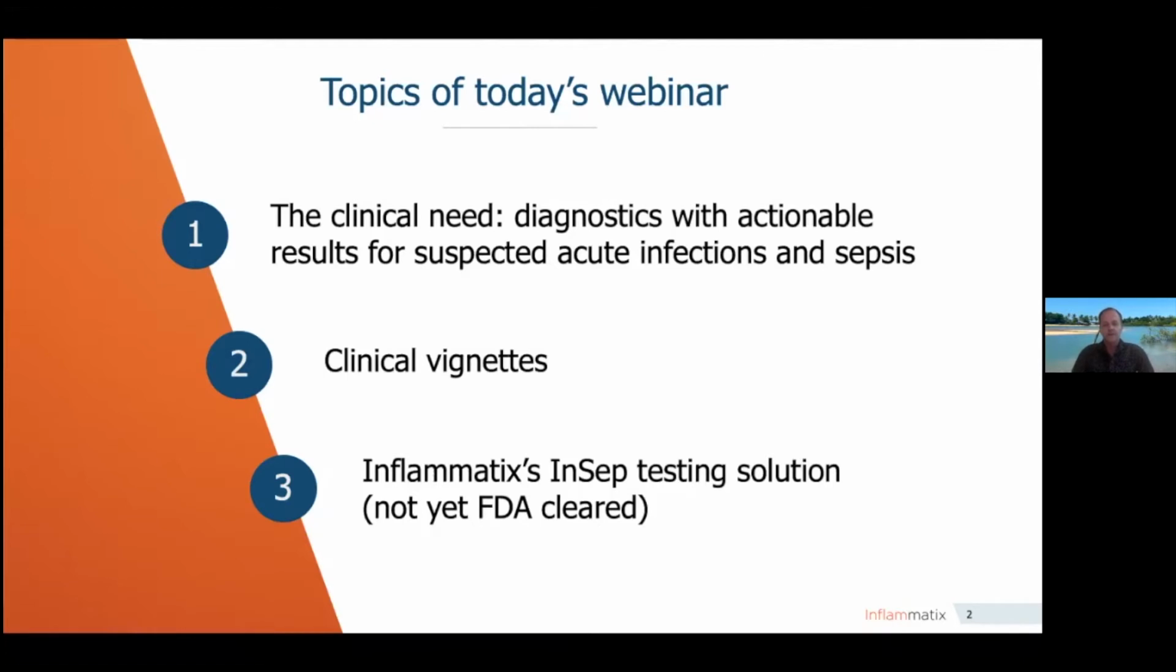I will divide my presentation today into three different sections. I will introduce you to the background and clinical need, the diagnostics with actionable results for suspected infections and sepsis. I will then use clinical vignettes to make the point of what an ideal host response test should look like. And then lastly, I will introduce you to Inflammatix INSEP testing solution that, as we speak today, is not yet FDA cleared.